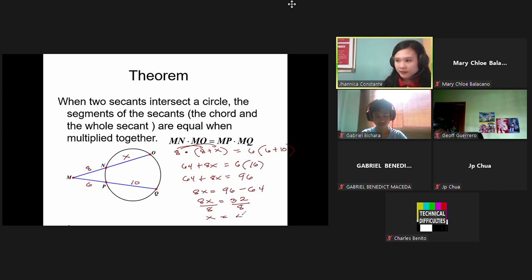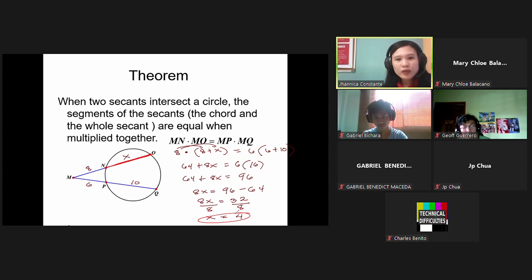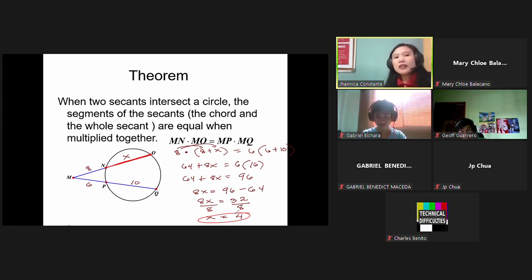4. That means the measurement of the chord or the segment NO is equal to 4. So that's the measurement of our line segment NO, which is equal to 4. So that's how we use this theorem about the chord and the secant, forming one angle. That's when we multiply the secant and the whole chord, it will be equal.